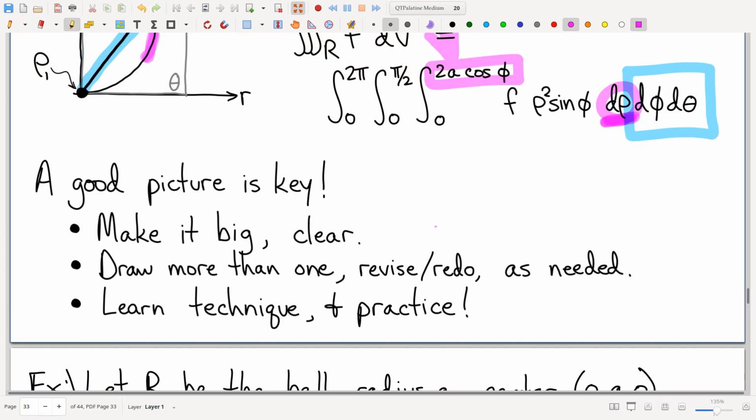I've made this point several times, but I'm going to do it again. Make sure you can draw a good picture. Don't underestimate the value in making it big. Use some space. Paper's not that expensive, right? It's really, really useful to have a nice big picture. Take care to make it a clear picture, right?